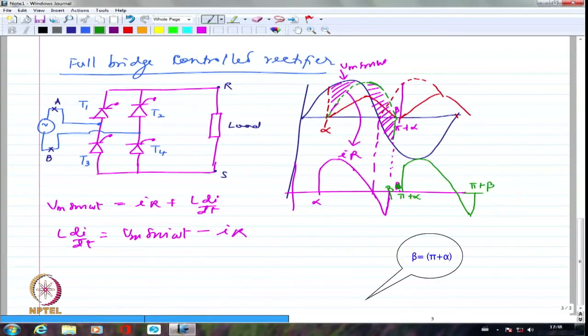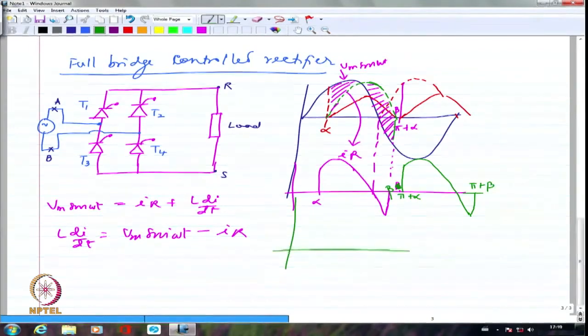Why are we firing at pi plus alpha? Because I am firing this at alpha. Why are we firing that at alpha? Because I want to get a control over the voltage. Let me try to now get what is the average voltage. But you want it to be symmetrical. Now if I draw the current waveform, it will be symmetrical.